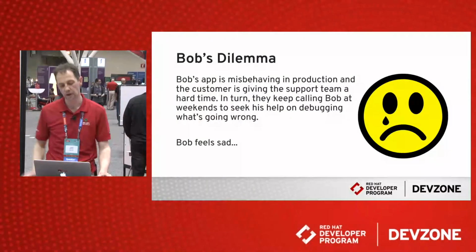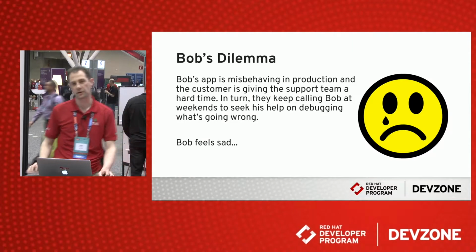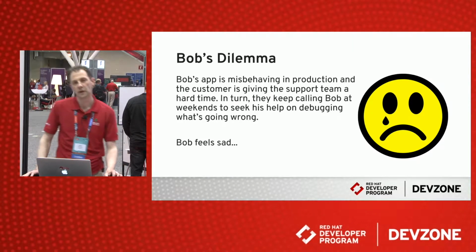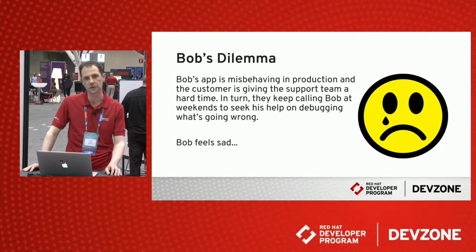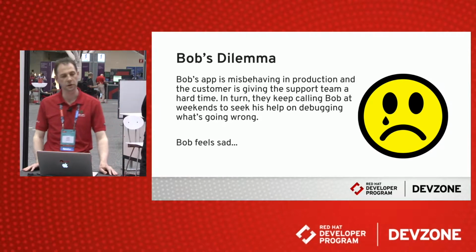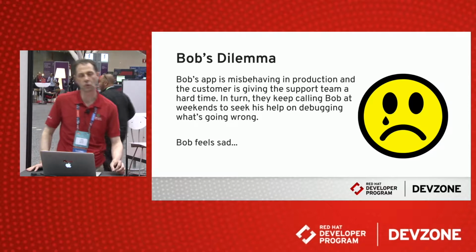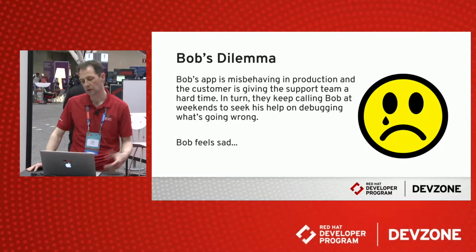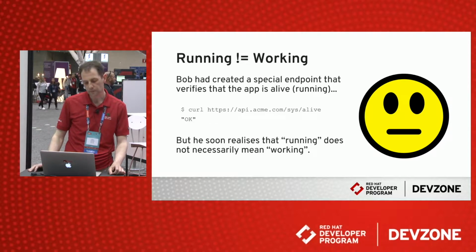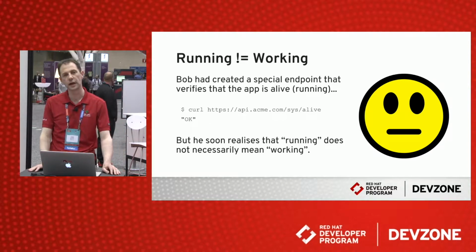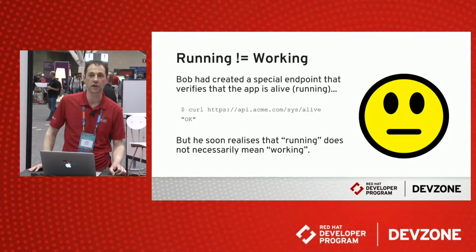So let's get started. So this is Bob. Bob is sad. Bob is sad because his application that's been in production for some time keeps giving performance issues, and the support team are getting a hard time from the customers because they can't quite track down the source of the issue, and they're escalating to Bob maybe at weekends and stuff, and having him call it at weekends, which makes him feel sad. So Bob had introduced a form of a live check on his application, which is working fine.